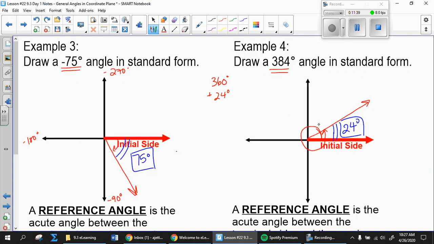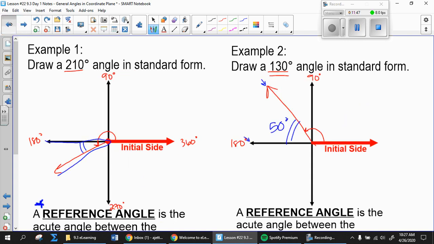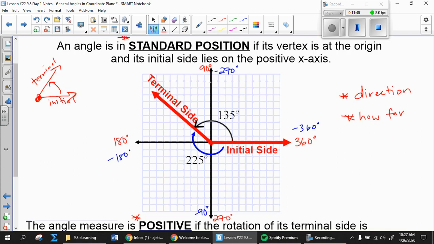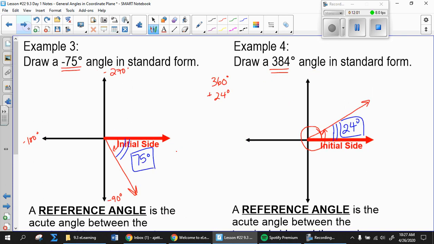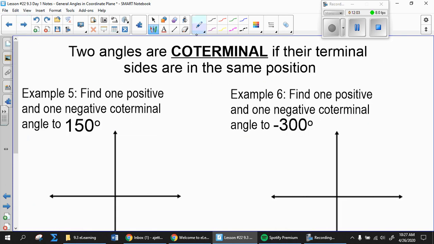We just talked about how 24 degrees and 384 degrees both have this same terminal side. We also talked about at the beginning how 135 degrees and negative 225 degrees both have their terminal side in this same spot. So we can have multiple different angles that have that same terminal side, and that's exactly what we're talking about when we're talking about this term coterminal.